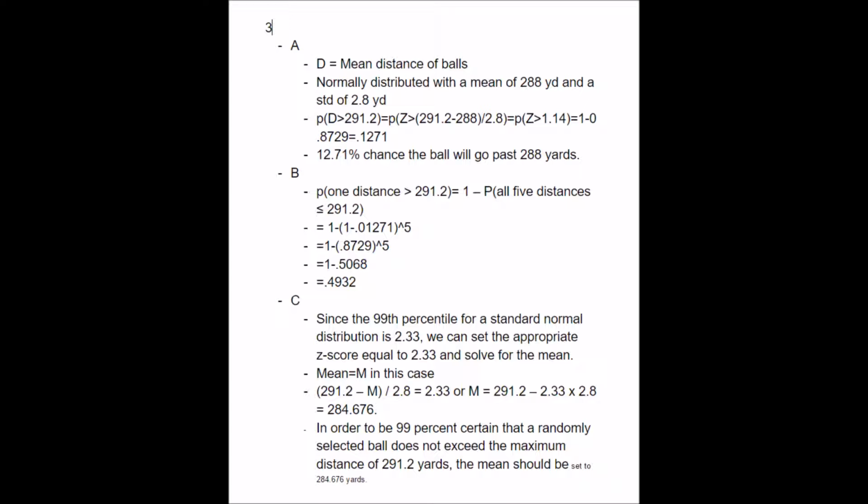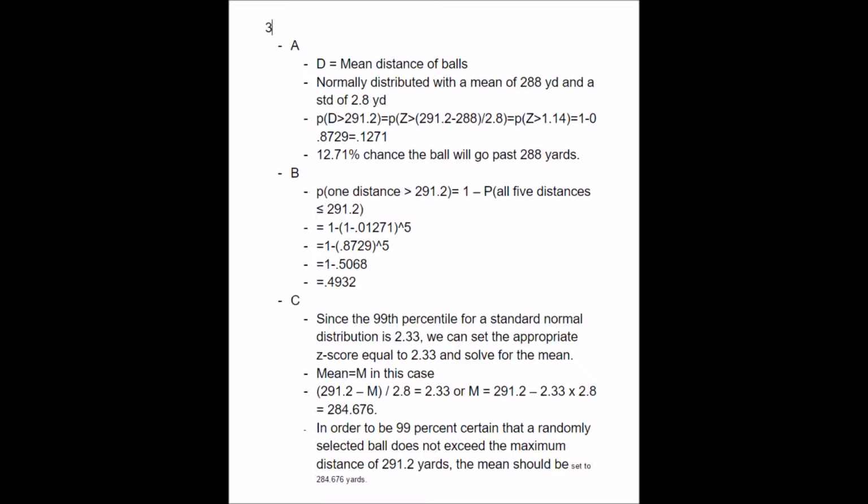So that equals 1 minus, and then 1 minus 0.1271 to the 5th, because there are 5 balls being tested. That equals 1 minus 0.8729 to the 5th, and then 1 minus 0.5068, which is 0.4932. So there's a 49.32% chance that one of those 5 balls is going to exceed the maximum distance of 291.2 yards. And all that math right there was just simplifying the parentheses down in order to get the answer.